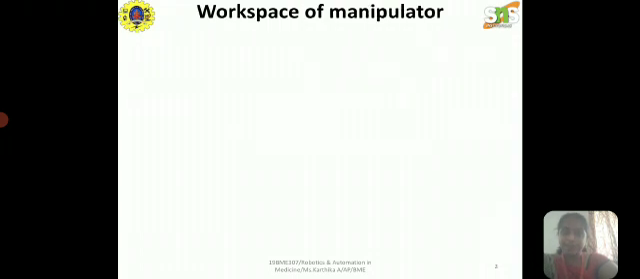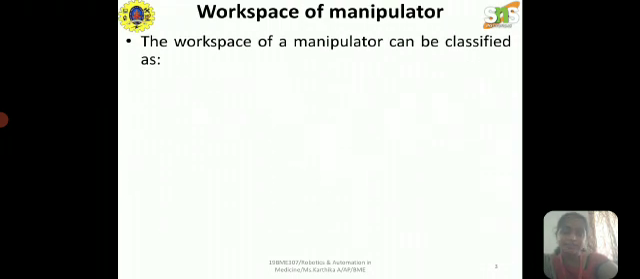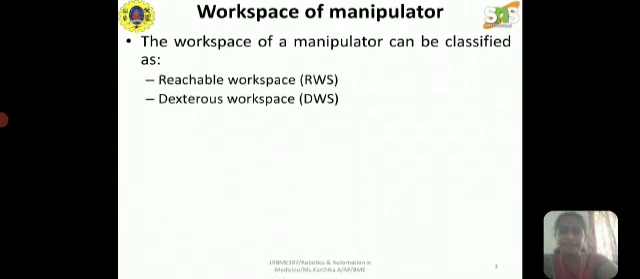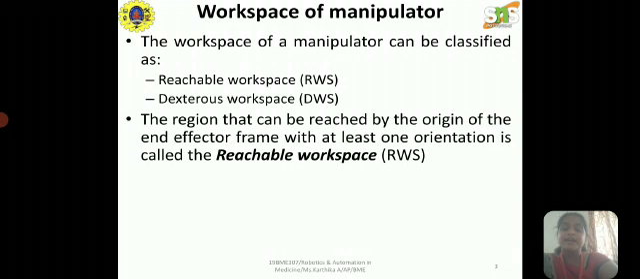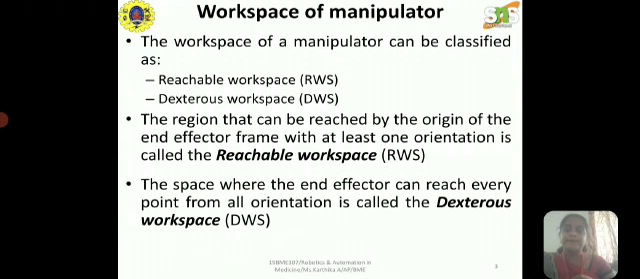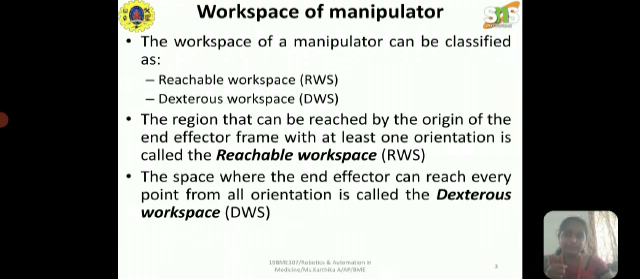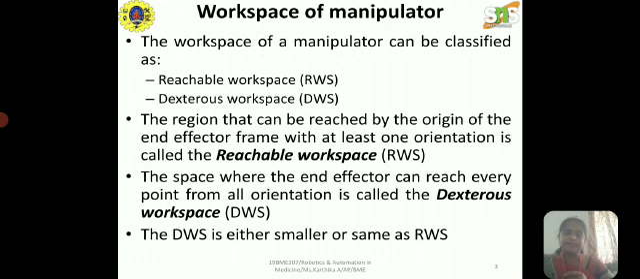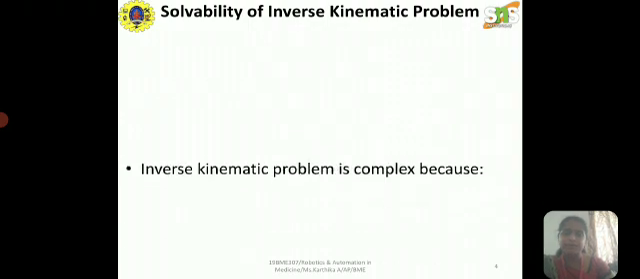For this, we have to analyze the workspace of a manipulator, and the workspace of a manipulator can be classified as the reachable workspace (RWS) and the dexterous workspace (DWS). The region that can be reached by the origin of the end effector frame with at least one orientation is called the reachable workspace, RWS. The space where the end effector can reach every point from all orientations is called the dexterous workspace, DWS. The DWS is either smaller than or the same as the RWS. It depends upon the application that we use.